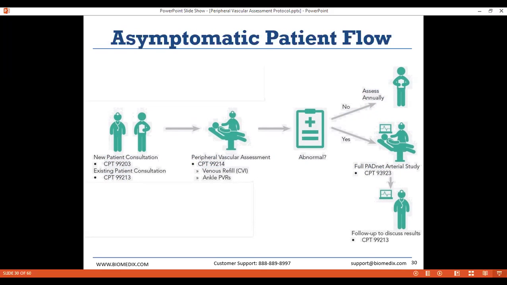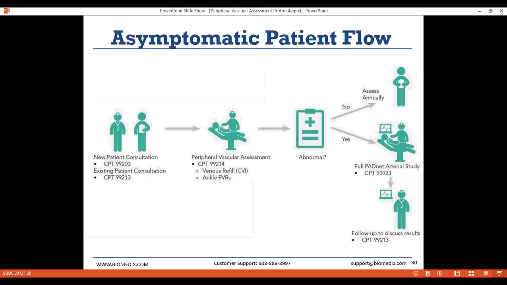This is in comparison to the protocol for the symptomatic patients. Just as a reminder, for the symptomatic patients, the patient comes in for another complaint. You notice that they have an indication for the study. You schedule them for the study. They come back in, you perform that study, and then they come back in 2 weeks later and you discuss the results. So you're getting one office visit for the initial complaint, one CPT code for the reimbursable PADnet study, and one reimbursement for the office visit as they come back in.